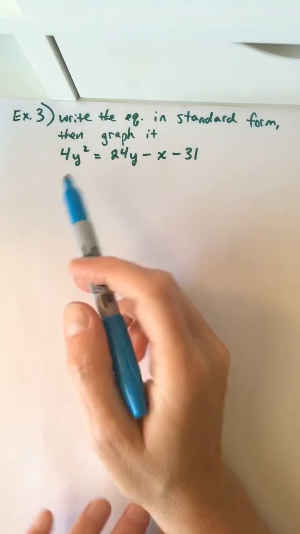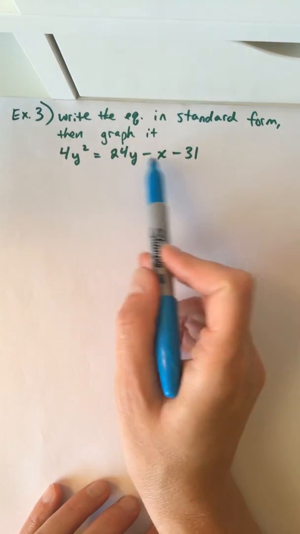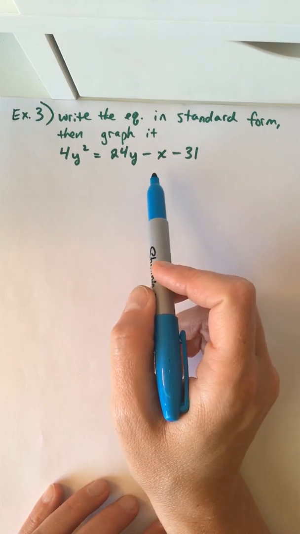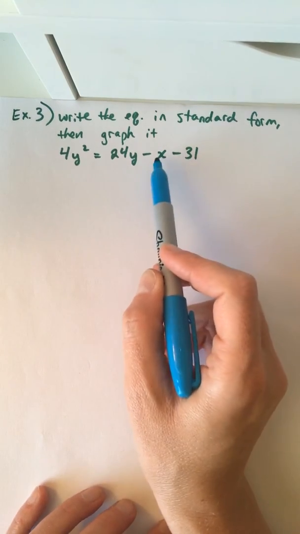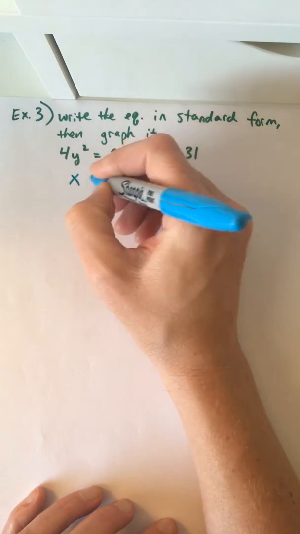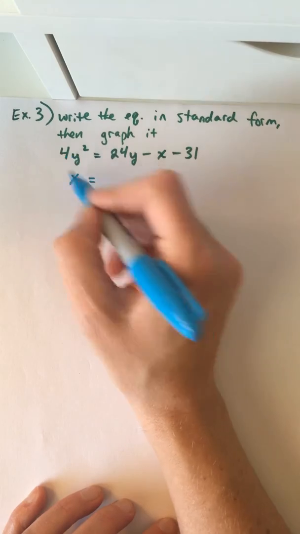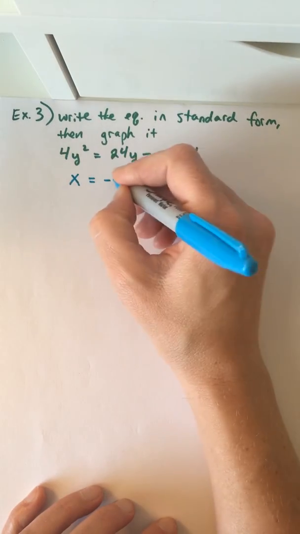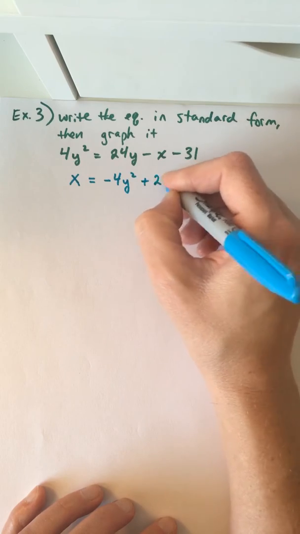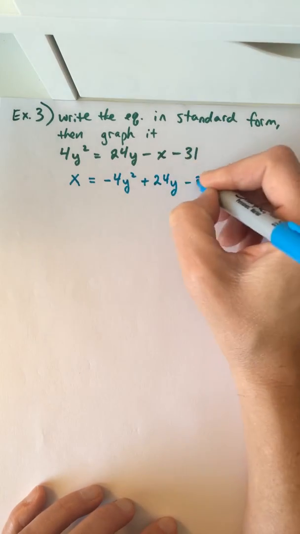We have a couple different ways to write parabolas, and whatever the single variable is, you want on the left-hand side, and on the right-hand side, you want your squared term. So I'm going to take this negative x and move it to the left-hand side. It will become positive x over there. And I'm going to move this 4y squared term to the right-hand side, subtracting. It would be negative 4y squared, and I'm going to bring down the 24y and bring down the negative 31.